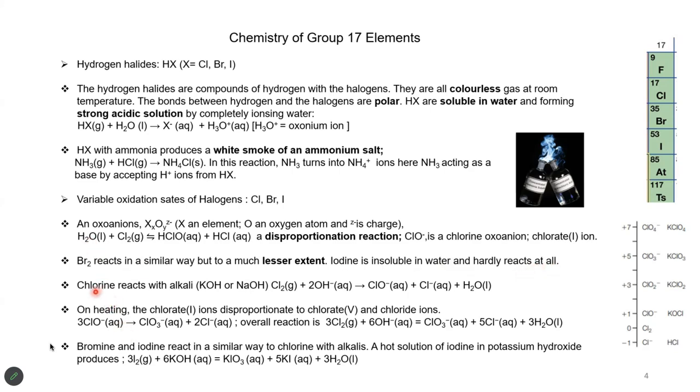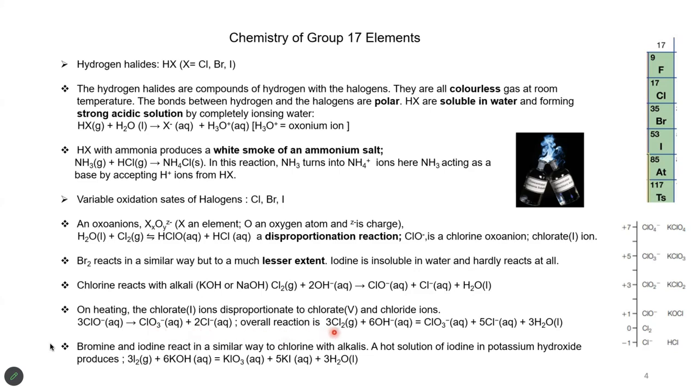Then chlorine reacts with alkali. We were talking about water, and now we are talking about alkali. When chlorine reacts with alkali, we get the chlorate(I) ion and the chloride ion. This is also a disproportionation reaction. The chlorate(I) ion again undergoes a disproportionation reaction, giving the chlorate(V) ion and the chloride ion.